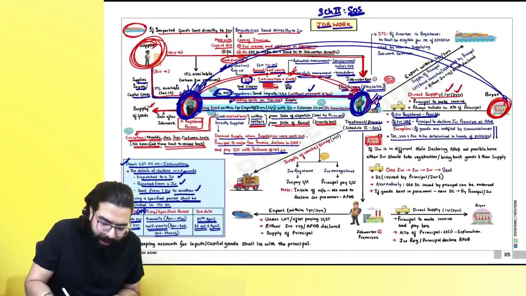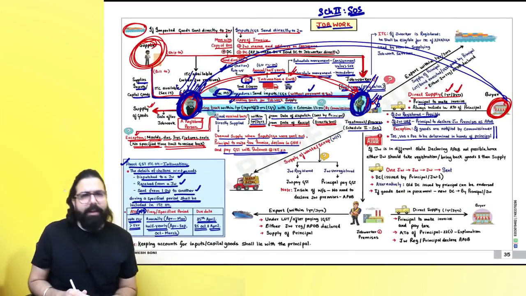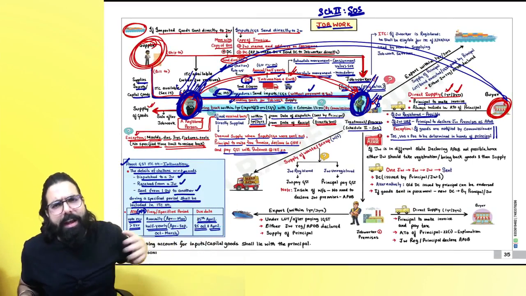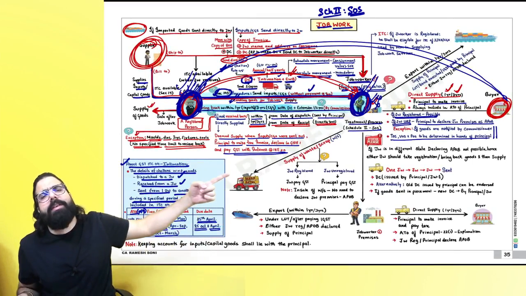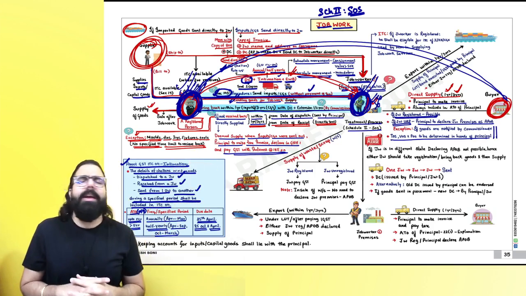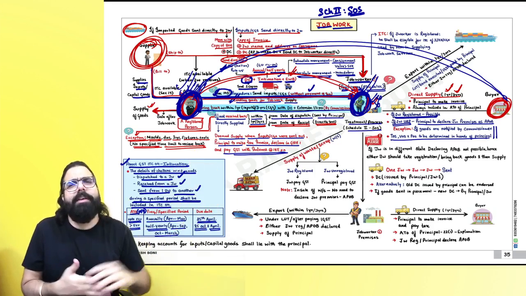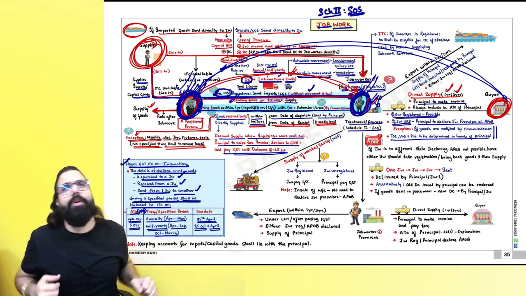Sir, tell me one thing. If I am in one state, and the job worker is in another state. Sir, if the job worker is registered, then I can supply from his premises. If the job worker is in another state and he is not registered, then either tell him to take registration. If he does not agree to take registration, bring your goods back and then you can supply.